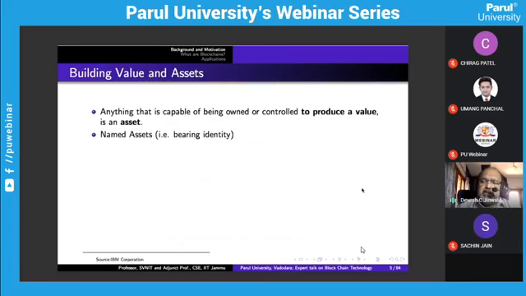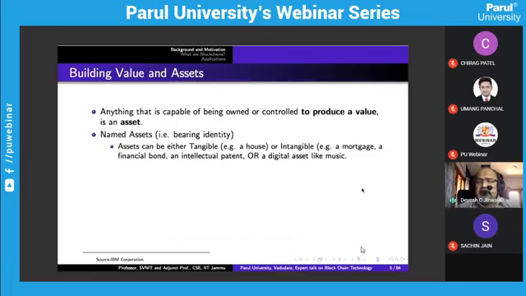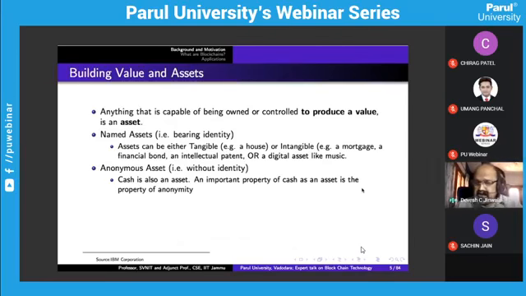There might be assets which are intangible, non-tangible assets. There might be assets which bear some name, or assets which might not bear some name. The asset can be a digital asset like music. One of the most complex aspects in the issue of assets is that one of the important assets which we make use of all the time is the anonymous asset. That is, it doesn't have any identity, which is what cash is. Cash doesn't have identity. So whoever has a 500 rupees note is the owner of that particular cash. There is no identity associated with that particular cash, which is what we call the property of anonymity.